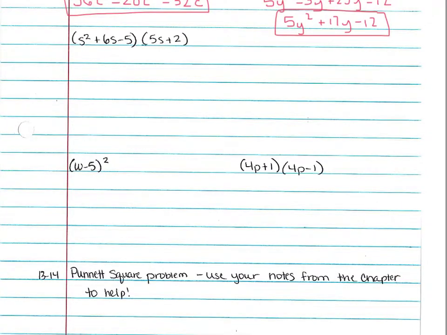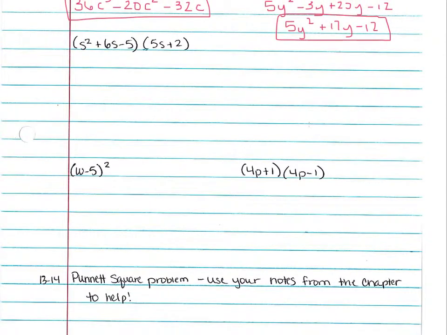For the next one, you actually may choose to set up a table as opposed to a different kind of method so that you don't lose track of things. So the way I would set up this table is I would have my s squared, my 6s, and my negative 5 down one side, and a 5s and a 2 across the top. Make sure you have negative signs where they're needed.